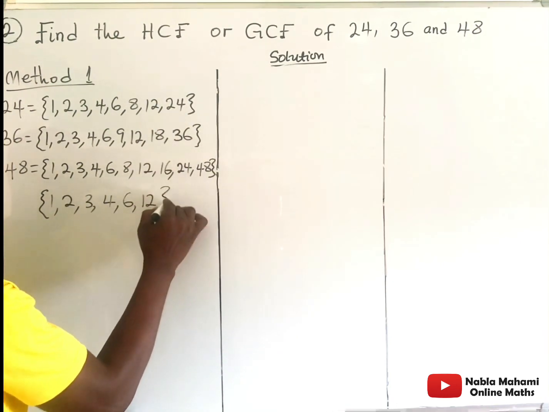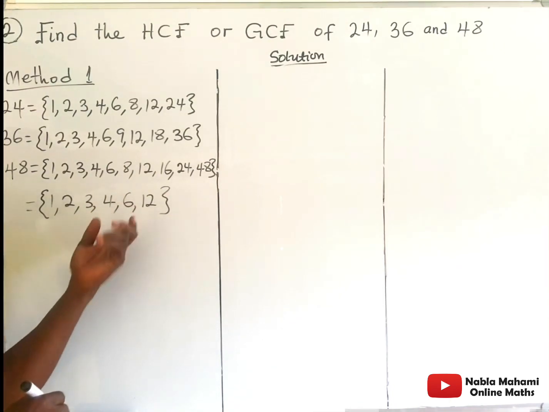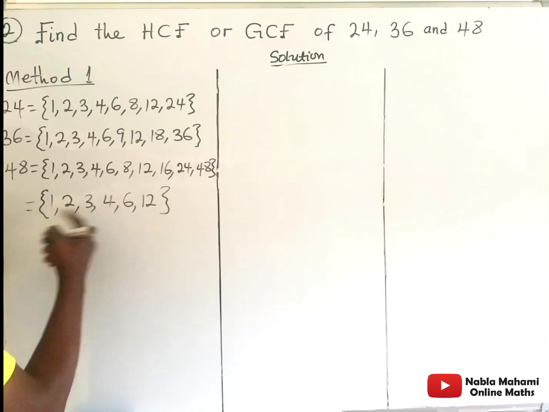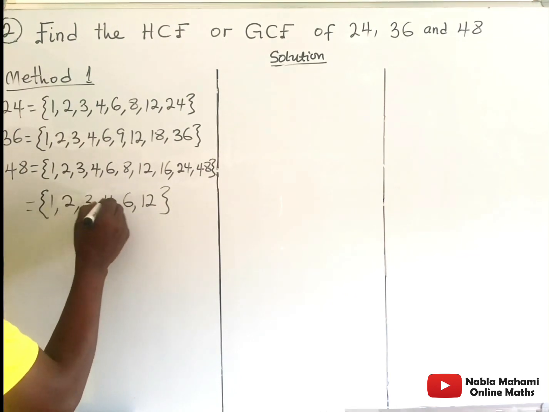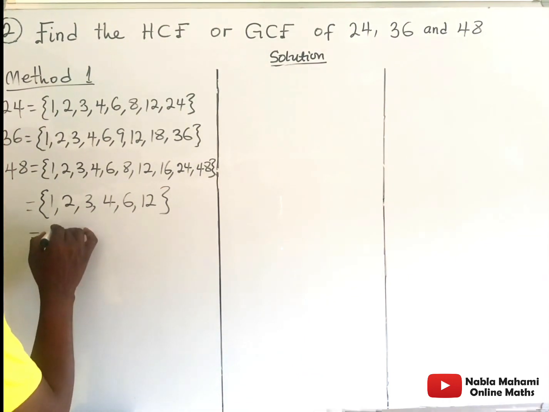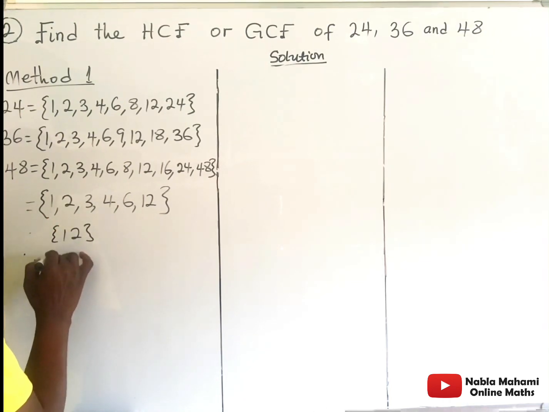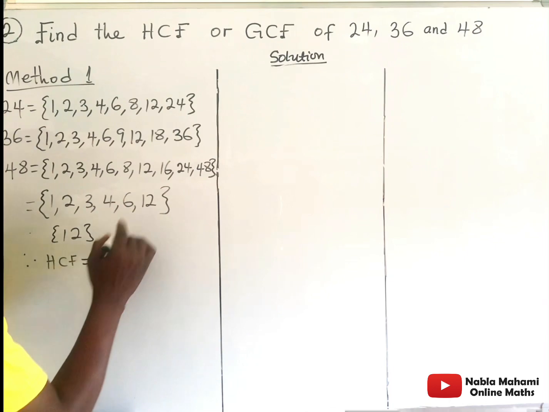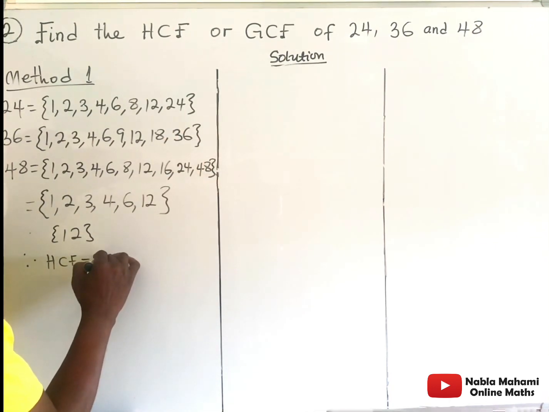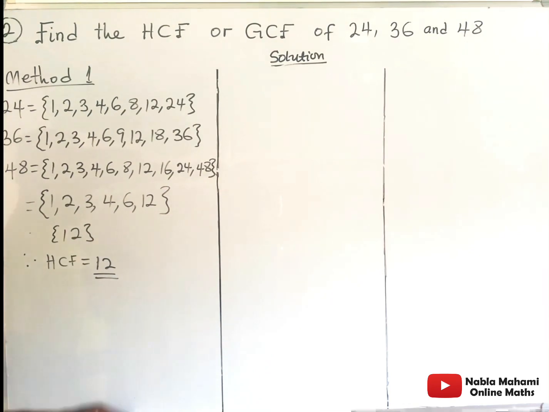So that means that my highest common factor can now be found in this particular set, because these are the common members in all the three sets: 1, 2, 3, 4, 6, and 12. Then you look at these numbers, which of them is bigger, and you pick that one as your highest common factor. That number is going to be 12. So therefore, the highest common factor of 24, 36, and 48 is 12, because 12 is the greatest number there.